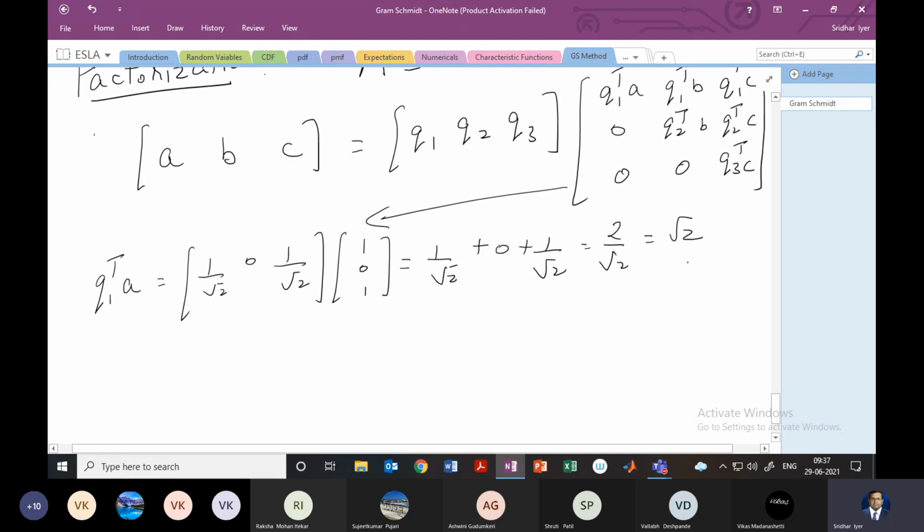Like this, we need to calculate the other values as well, right? So again, I'll give you a few seconds, start calculating the values. So we need to calculate Q1 transpose B. We need to calculate Q1 transpose C.